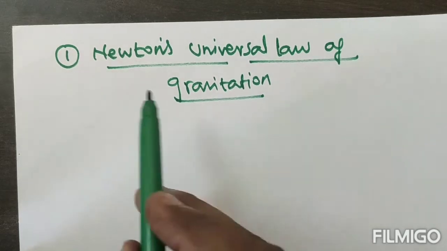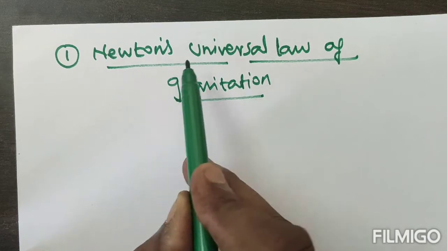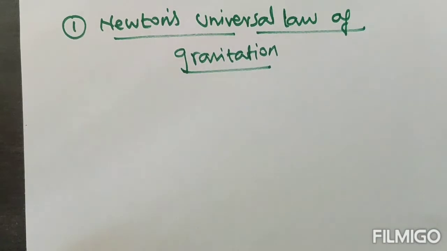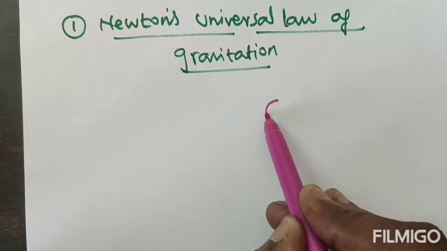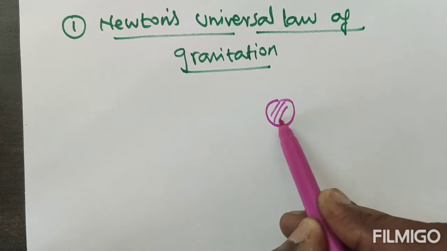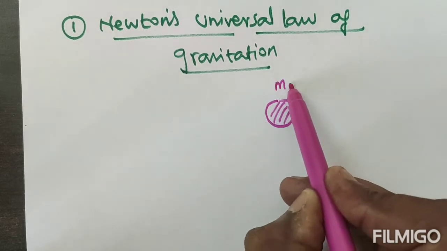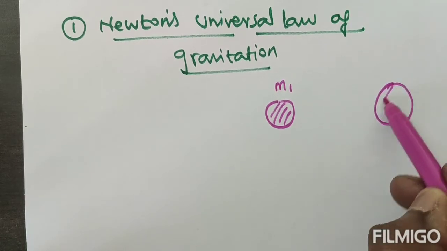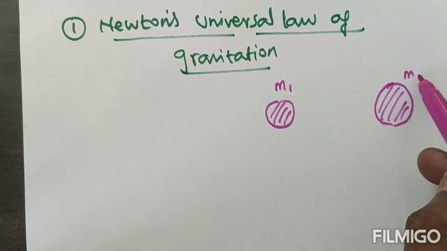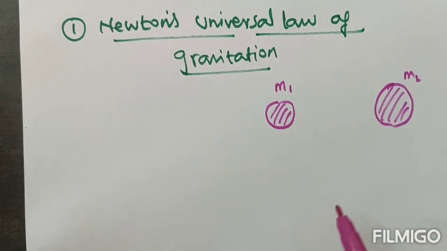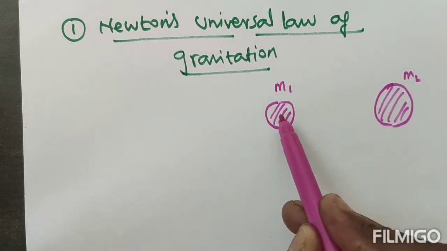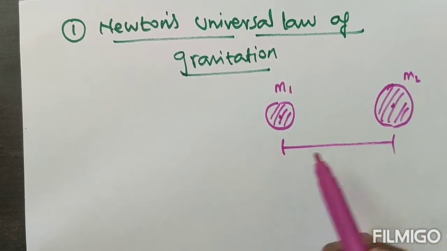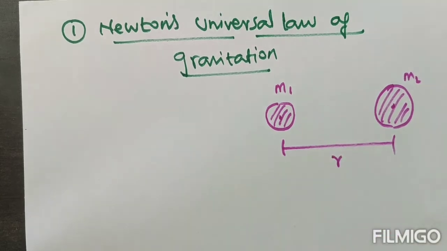Dear students, now we can see Newton's universal law of gravitation. Let's take two bodies, one with mass m1 and one more body with mass m2. Now the distance between the two bodies, from center to center, we can say is r.